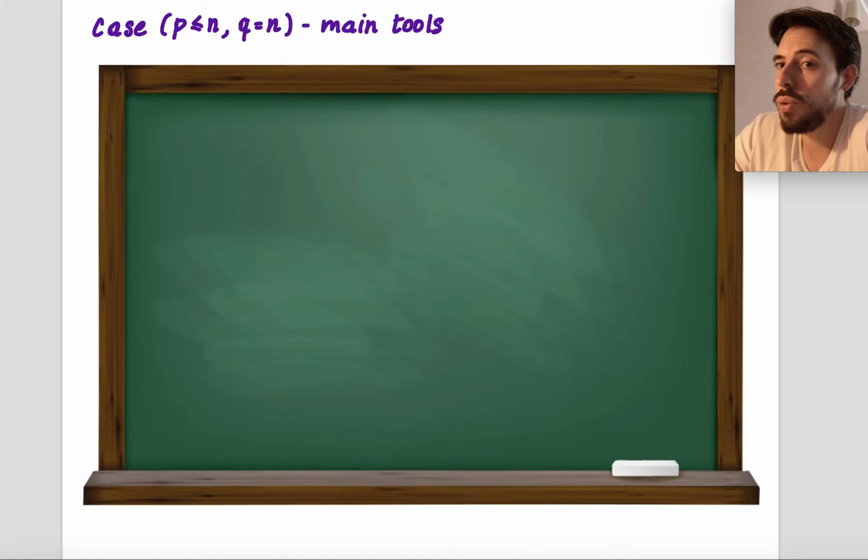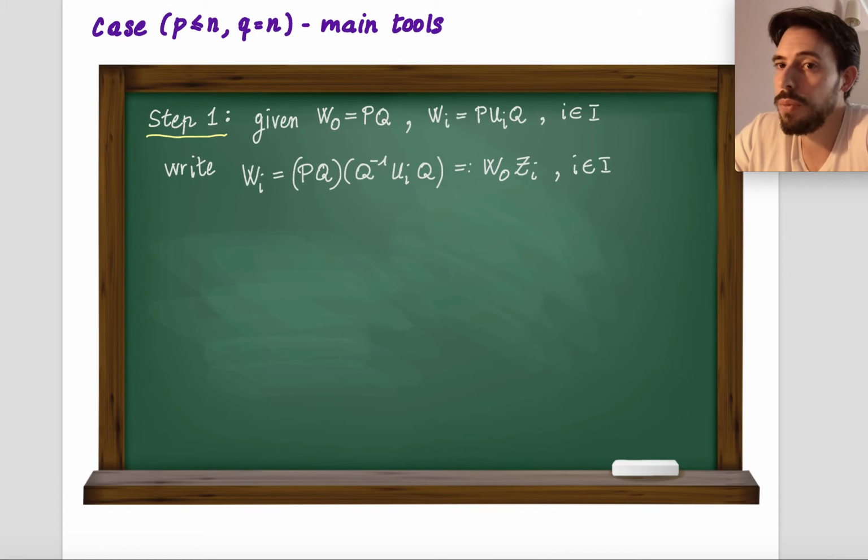Let me now come to giving you key ingredients how to cook up our algorithms. And for this, I will start by the case where the matrix P is of low rank and the matrix Q is invertible. Now, using this invertibility of Q explicitly, it is not difficult to rewrite Wi in the following product form. It is W0 times Zi, where Zi is this similar matrix Q inverse times Ui times Q.